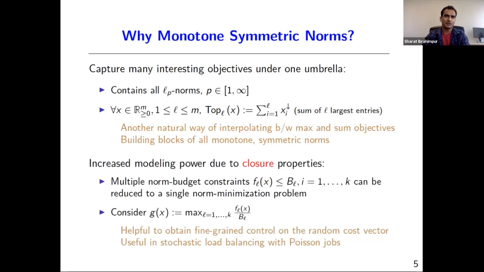The second benefit comes from the observation that a point-wise maximum of monotone symmetric norms is yet another monotone symmetric norm. So an optimization problem with multiple norm budget constraints can be cast as a minimization problem with a single norm objective.